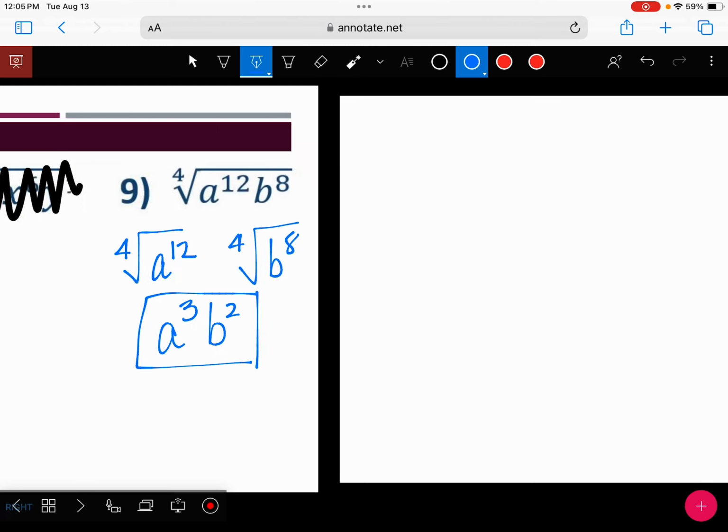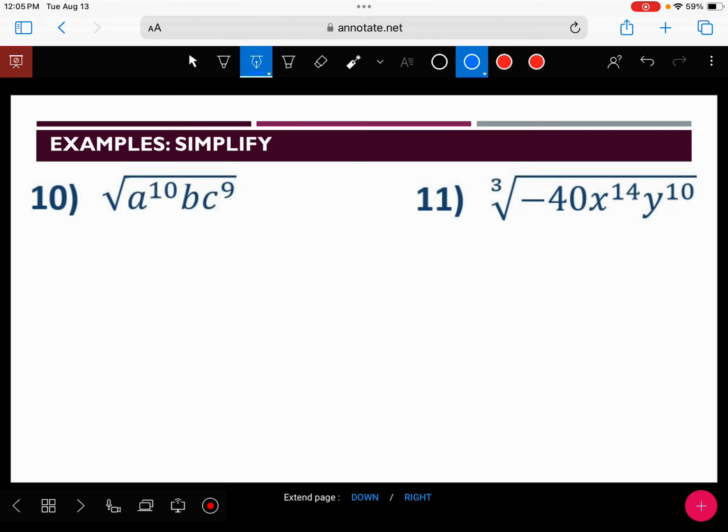All right, let's keep moving. Let's look at 10 and 11. Now they're getting a little bit more complicated. They just gradually build up.